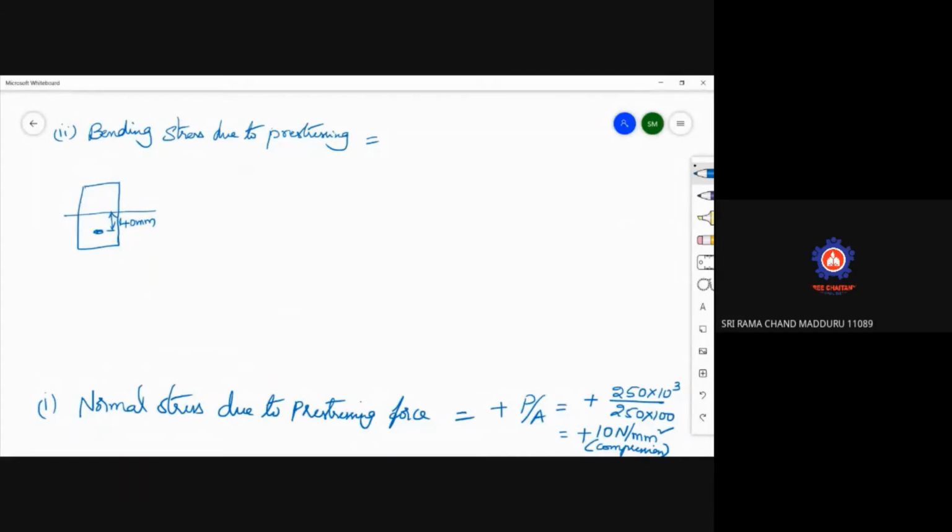So when the pre-stressing is acting below the neutral axis, the bending stress will be positive at the bottom, negative at the top. So you have to write down negative at the top, positive at the bottom, P into E into Y by I. Negative is the representation for the top fiber, positive is the representation for the bottom fiber. So this is plus P into E into Y by I. So you know the values, substitute that one. So P is 250 into 10 cube. Write all the values in terms of Newton per mm square only.